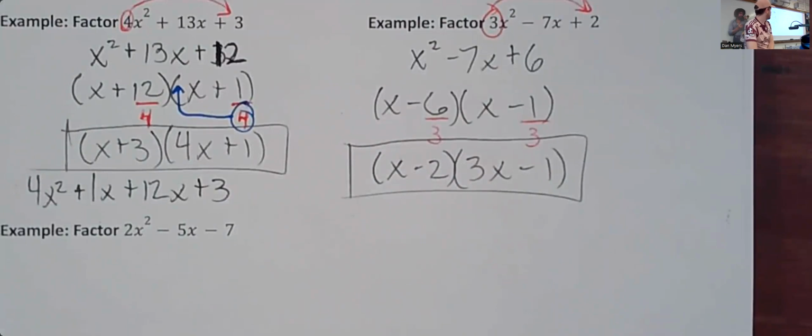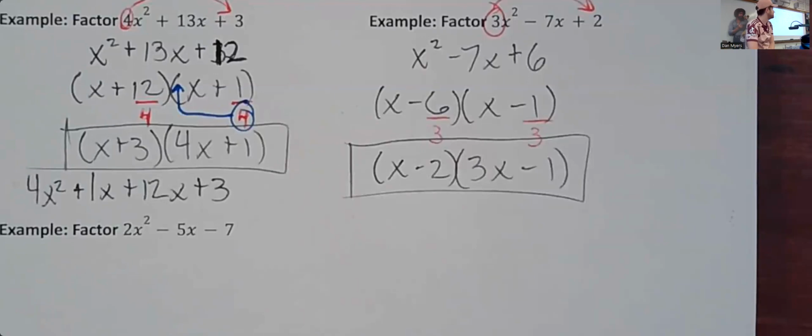And you can always multiply it back out using FOIL, and you should always end up right back where you started. Any questions on that process? Cool. Try the last one on your own.